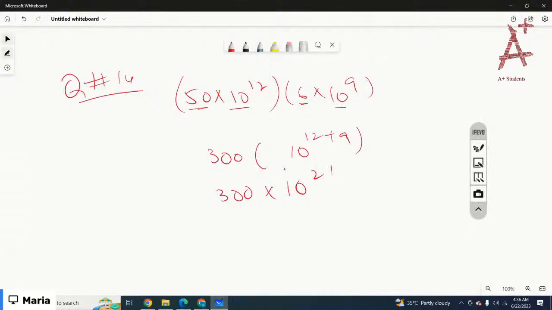Got it? Also you have two zeros here, you can write it as 3 times 10 exponent 2 and 3 times 10 exponent 21. Again they have the same base, so you add the exponents. Sorry, 23. 21 plus 2 is 23. That means the number of cells all the humans on the earth have is 3 times 10 exponent 23. Got it?